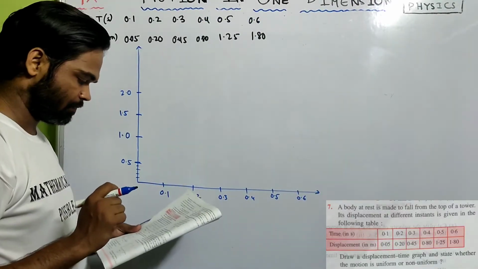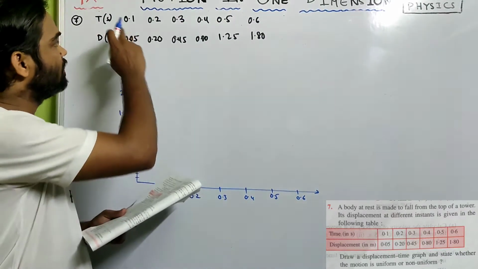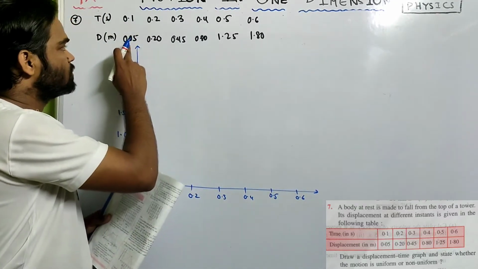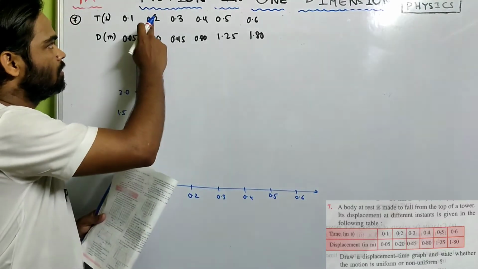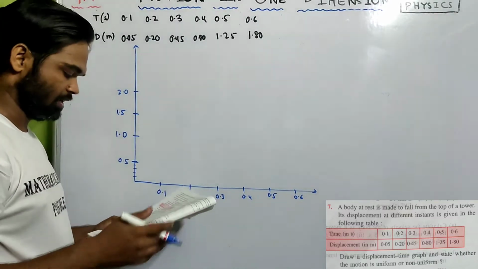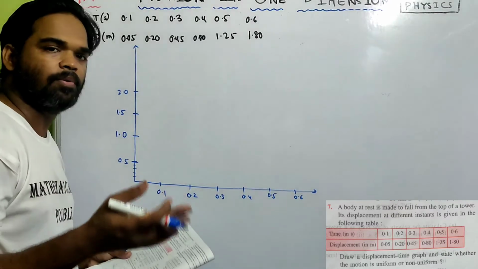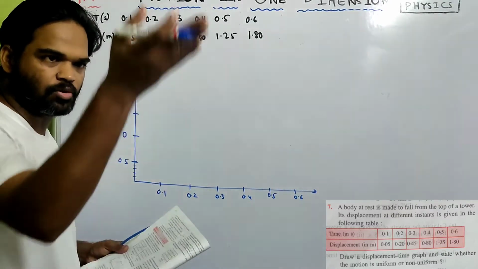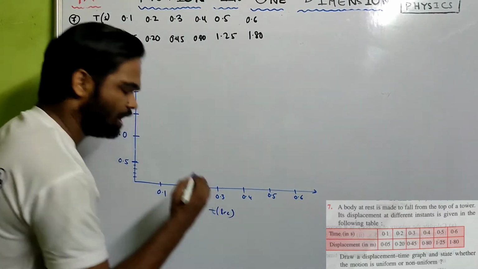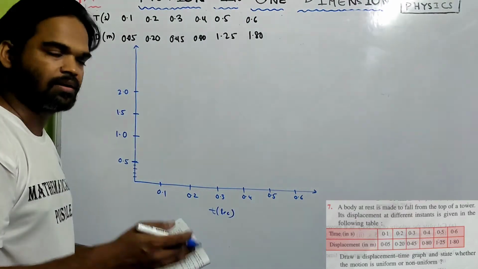Now look at number 7. A body at rest is made to fall from the top of a tower. Its displacement at different instants is given in the following table. For example, at 0.1 second, the displacement was 0.05 meter. After 0.2 second, the displacement was 0.20 meter, and so on. Draw the displacement time graph and state whether the motion is uniform or non-uniform. Very easy. If it's a uniform motion, we'll get a straight line inclined to the time axis at a certain angle. And if it's a non-uniform motion, we'll get a curved line.